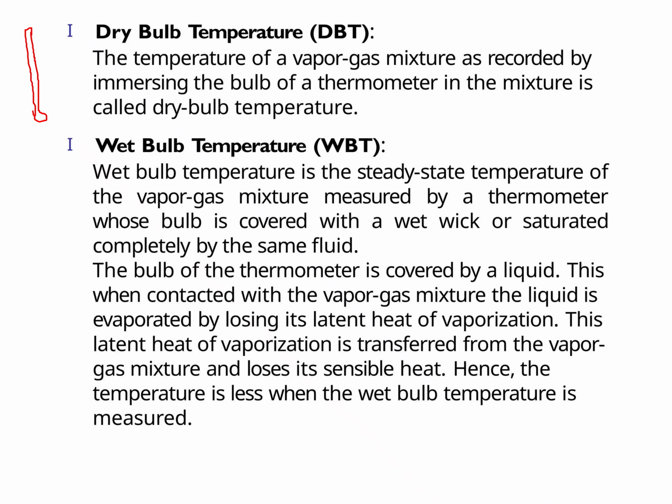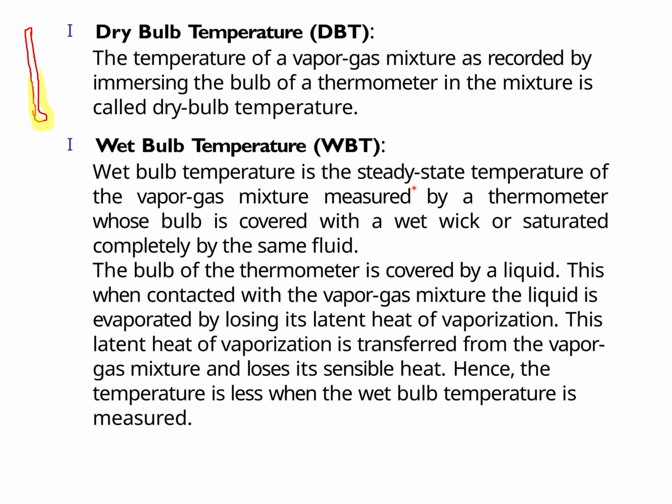The temperature of a vapor-gas mixture as recorded by immersing the bulb of a thermometer in the mixture is called dry bulb temperature. The value of a thermometer is a dry bulb temperature. But just think, when we enclose this with a moist or wet cloth and measure the temperature, it takes into consideration the presence of moisture in the air, and that is called wet bulb temperature. So obviously the wet bulb temperature will be lower than the dry bulb temperature.